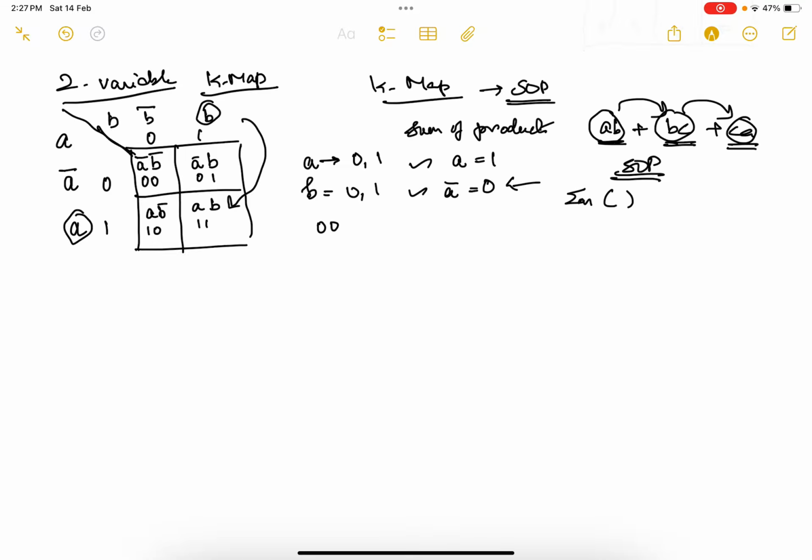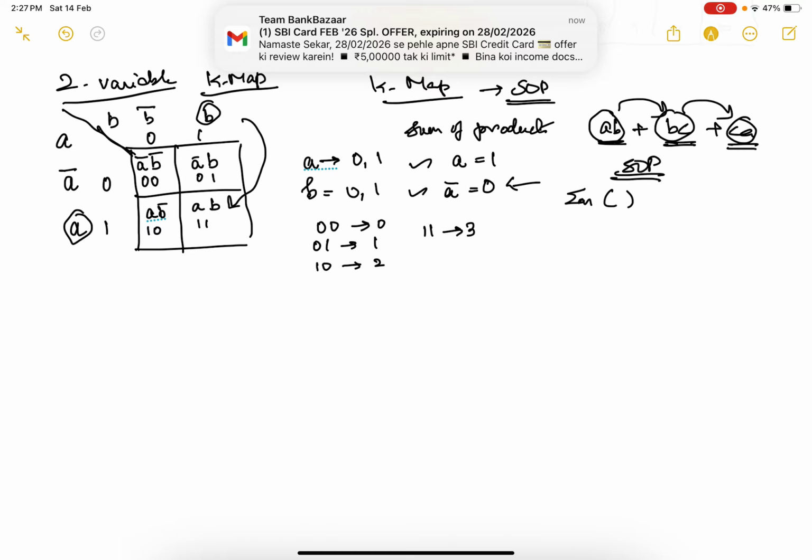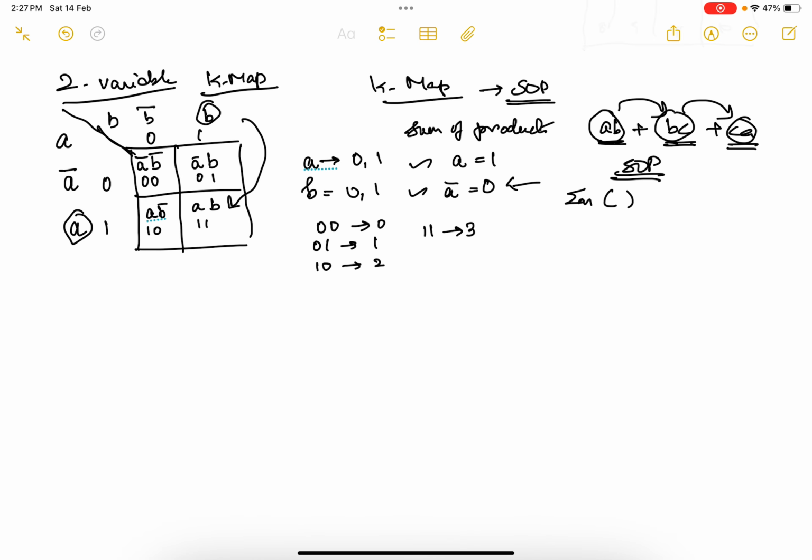As per the earlier discussion, we know the decimal equivalent for each binary number. For the binary number 0 0, this is nothing but 0. If it is 0 1, we write this as 1. If it is 1 0, I will write this as 2. If it is 1 1, I will write this as 3. Got it? So in each cell we are writing the corresponding decimal equivalent. This is how we will number the cells in a 2 variable K-map. Got it?